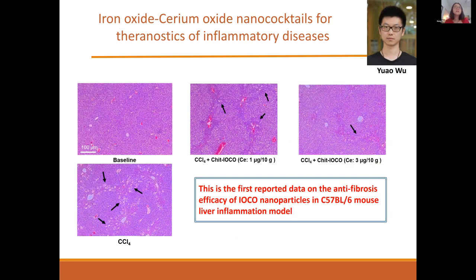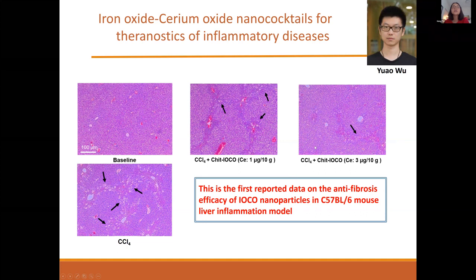And these are the histology images that show that with the treatment with our particles, the particles reduce the inflammation and reduce the fibrosis of the liver. So this is the normal liver without any treatment, and this is the liver treated with CCl4. You can see lots of fibrosis and inflammation here.